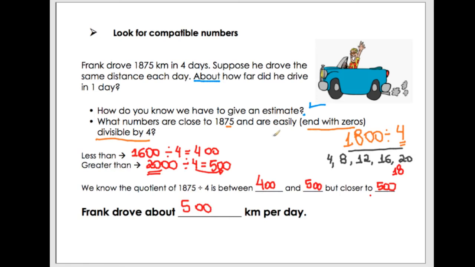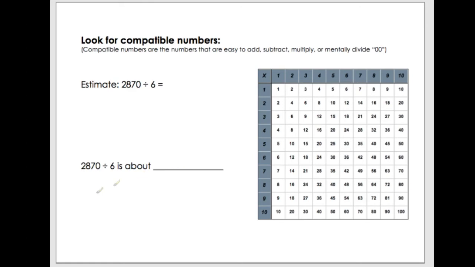Okay, guys, so what do I need to do here in this strategy? First of all, I need to make this number compatible. And then I need to see which number here is divisible by 4. Even if the number that I'm using here it's not, I need to find which number is closer to the number that I'm working with. Okay, seems really complicated. So let's see another example here.